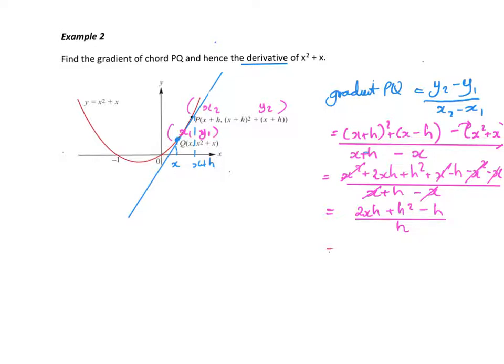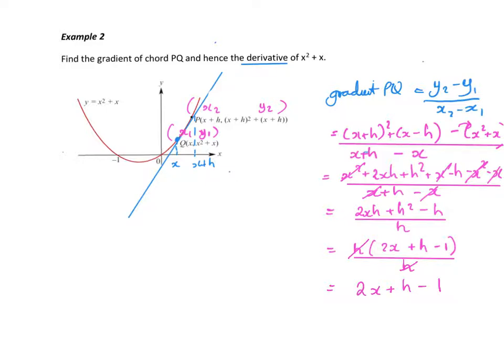Now the last step here would be to take out a common factor up the top of h, and you're left with h times 2x plus h plus 1, all over h. And of course the h's now can cancel each other out. And so you're left with the gradient of the chord PQ being 2x plus h plus 1. All right, so that is the gradient of the chord. And therefore, that is nearly the derivative of x squared plus x.